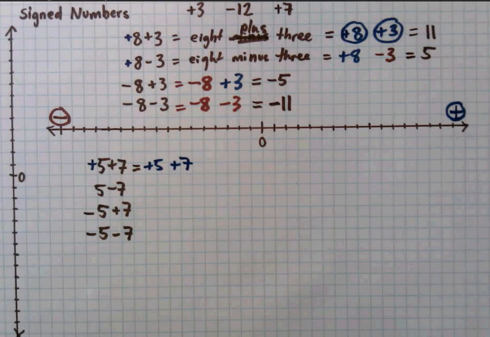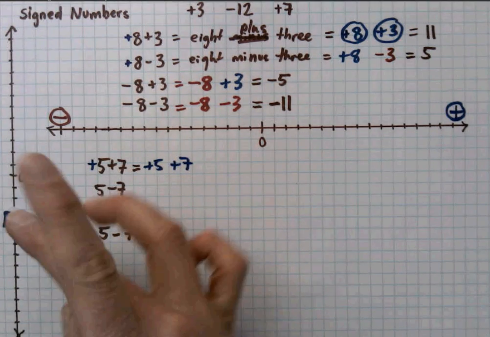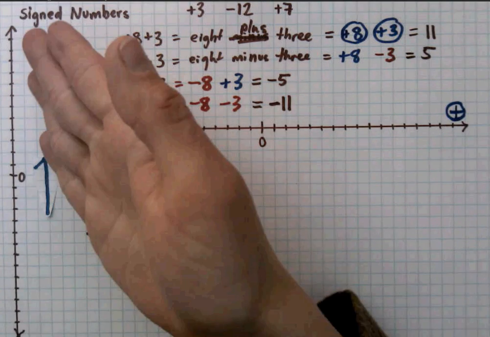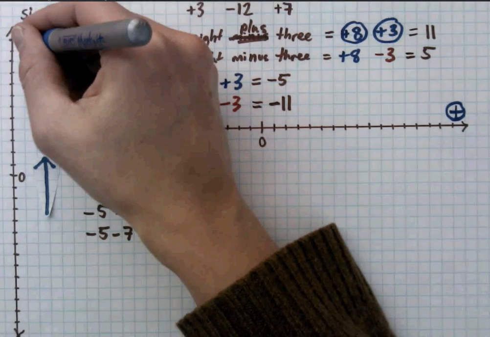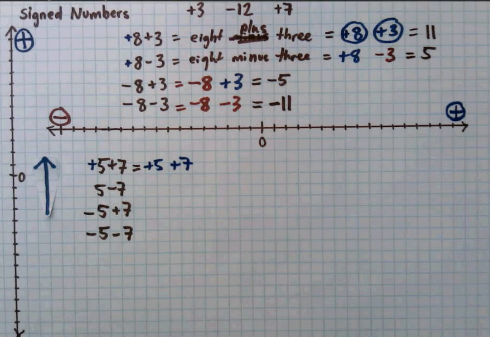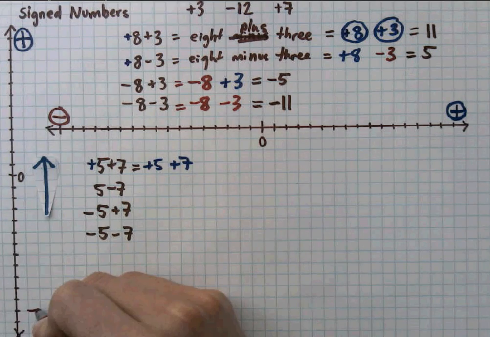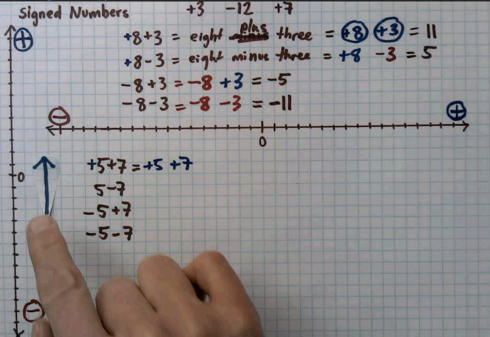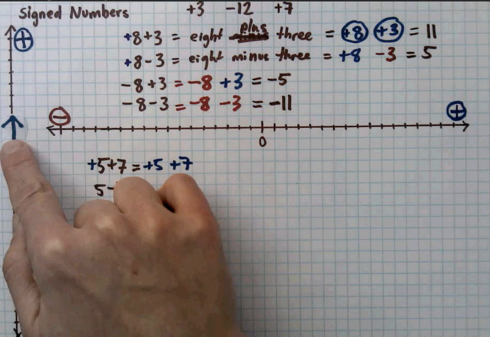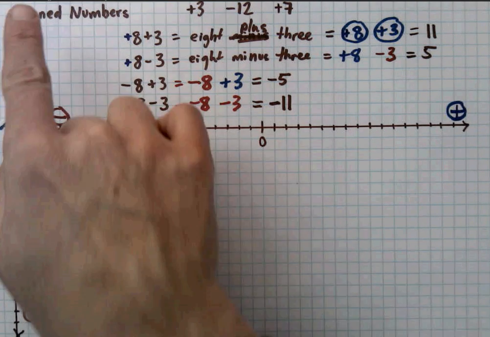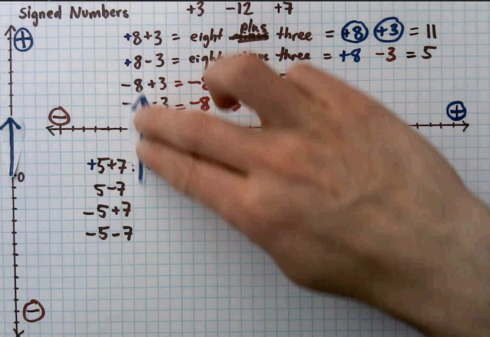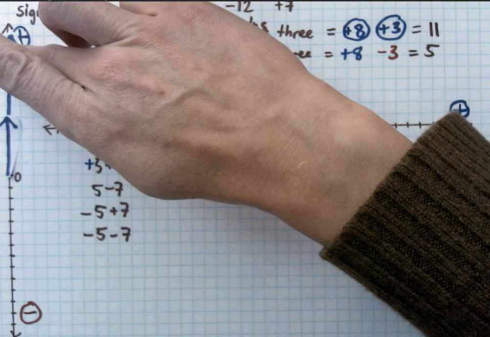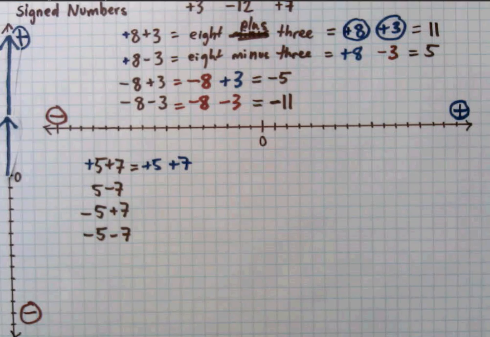This is the type of problem you're probably already well familiar with, but just to get used to the vertical number line. The top of the vertical number line is positive, and the bottom is negative. So my positive 5 is starting from 0 and going up 5 units. And my positive 7 continues even further 7 more units, the total being 12.